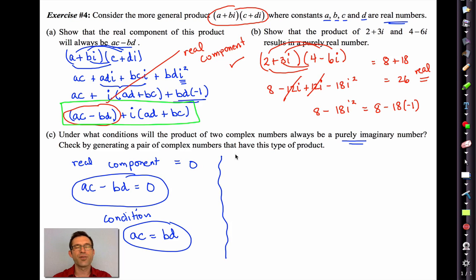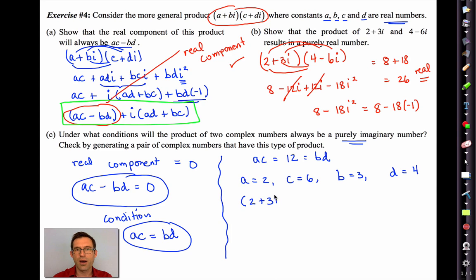All right, well, here's a fun one. What I would do is I would just say, well, let me come up with a product. Let's say a times c is equal to 12, and that's b times d. Let a be equal to 2. Let c be equal to 6. Let's let b equal 3, and let's let d equal 4. That'll work, or at least it should work. So what would that mean? Let's see, 2 plus 3i, right? So a plus bi, times 6 plus 4i, c plus di.